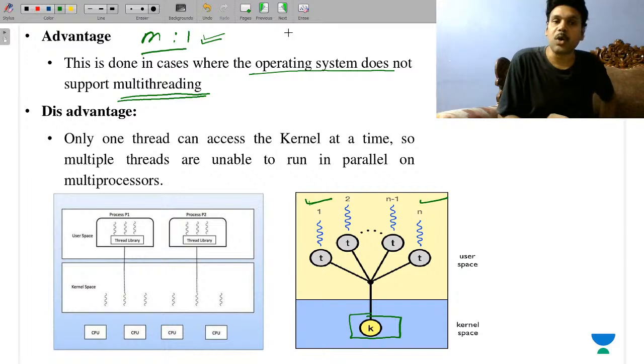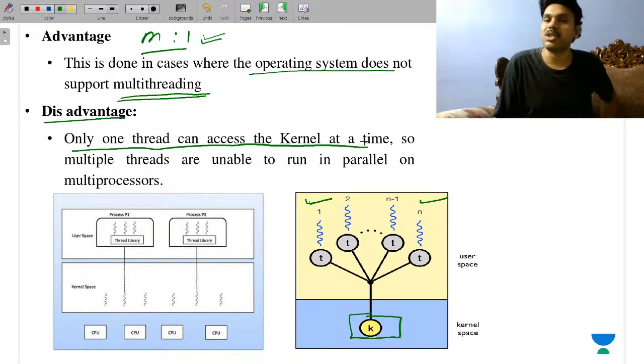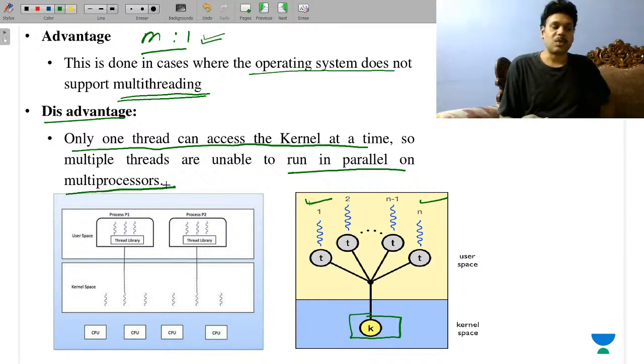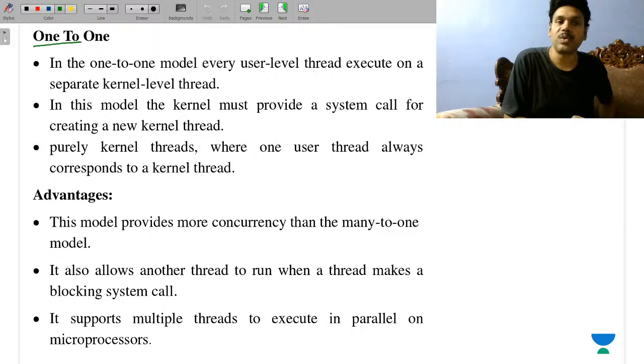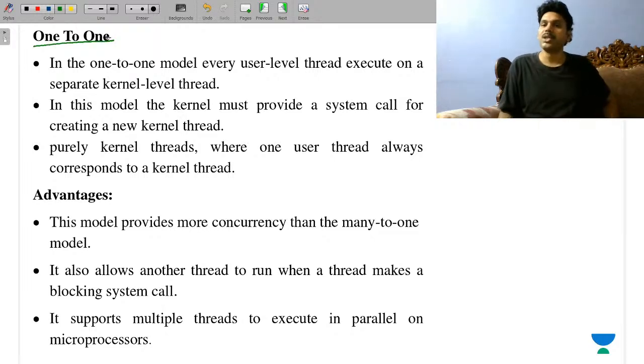So this problem can be avoided. What is the problem? The problem is that only one thread can run in the kernel. Therefore there is no concept of parallelization. Please see, there is no parallelization. This problem can be avoided using the concept of a one-to-one thread. What is a one-to-one thread?